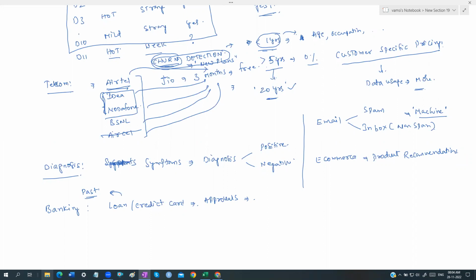Once we talk about the use cases, there are so many. Commercially, they are telecom, and insurance, because insurance is also related to medical, and banking, and e-commerce. These are some of the areas which use plenty of machine learning techniques to do some kind of analysis and predictions.